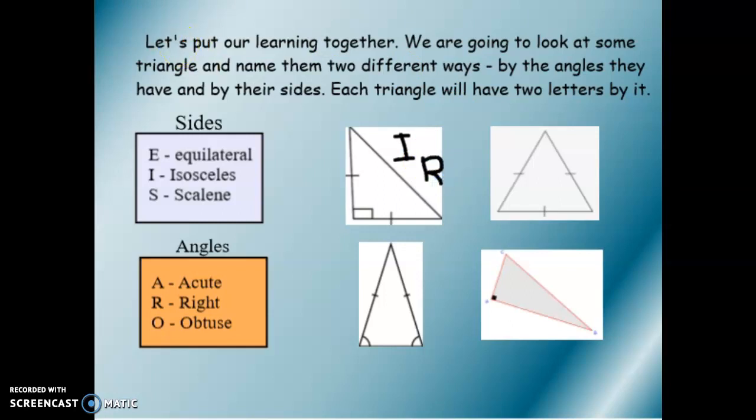There we go. Okay, let's go on to this triangle. Look at its sides. One, two, three tick marks. That means all three sides are the same. So we know that is equilateral.